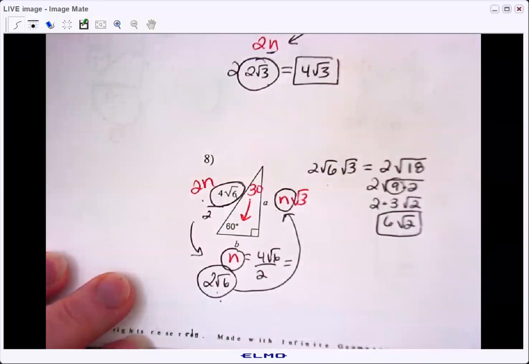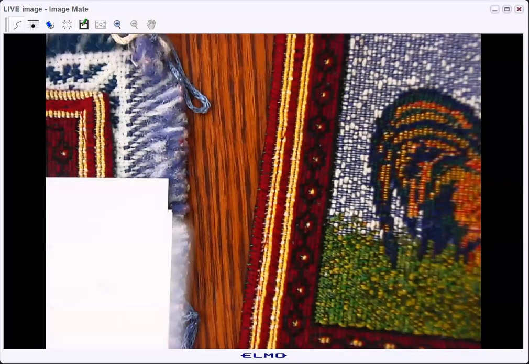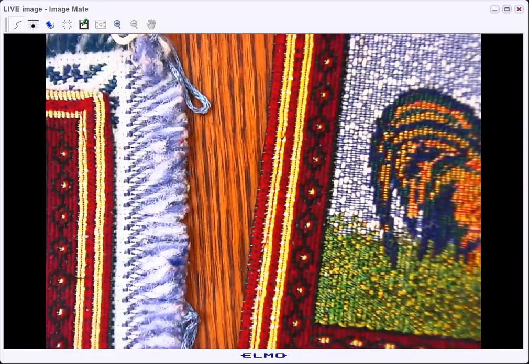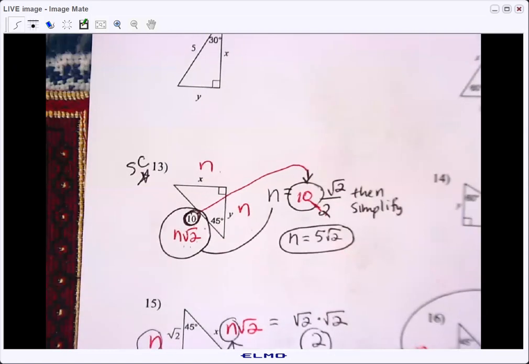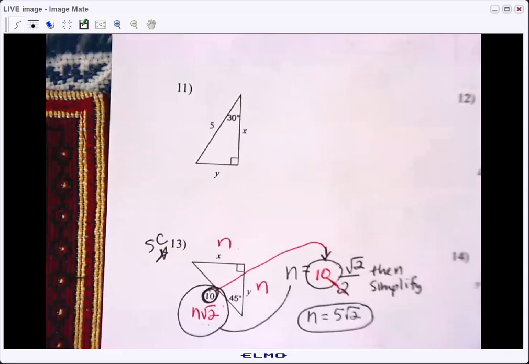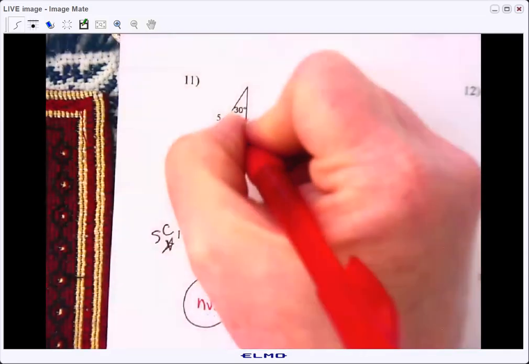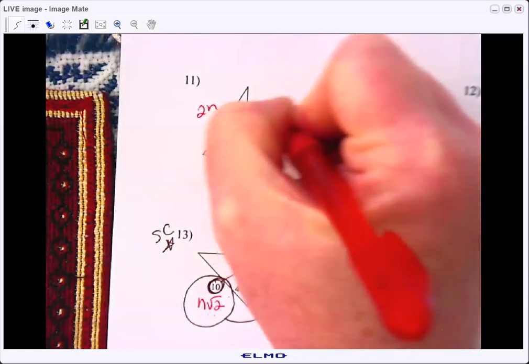Anybody still writing? Flip it over. We're gonna do some that maybe are a little more challenging first. We'll go back to the others. Let's do number 11. So here's my n, 2n, and n root 3.